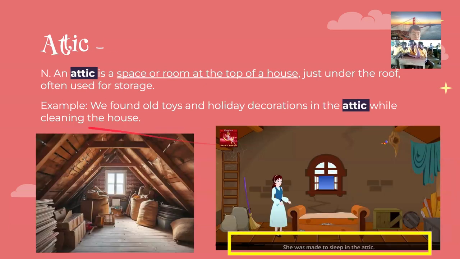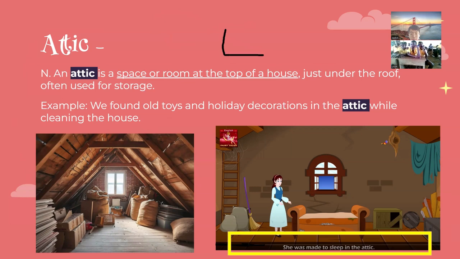And just in case you guys were not familiar with the word attic, it is a noun. An attic is a space or room at the top of the house. So it is at the very top, and just under the roof. It's often used for storage. So I can actually draw a picture here.